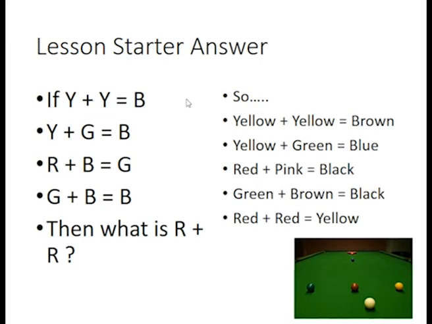So the lesson starter answer is as follows. This actually relates to a game of snooker. So using the information, you should be able to work out what all the equations work out to. So we have yellow plus yellow equals brown. Yellow plus green equals blue. Red plus pink equals black. Green plus brown equals black. And red equals yellow. This is very, very typical of the type of questions that we give at the beginning of the lesson.